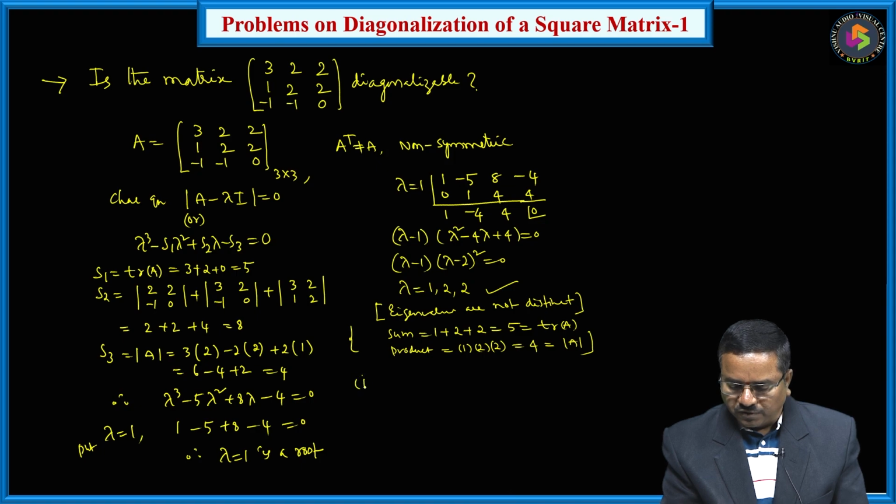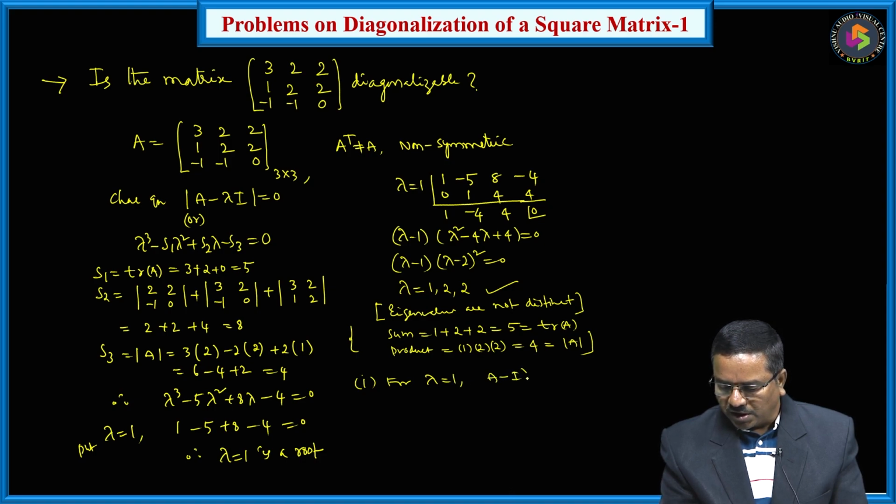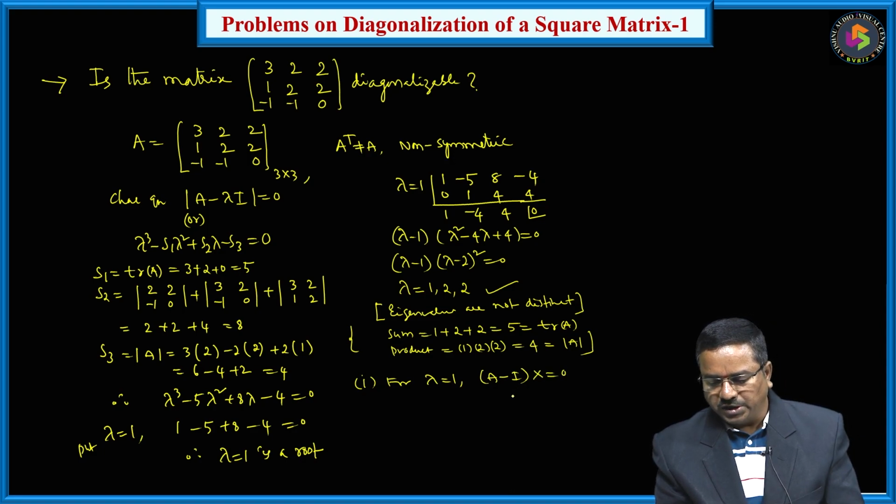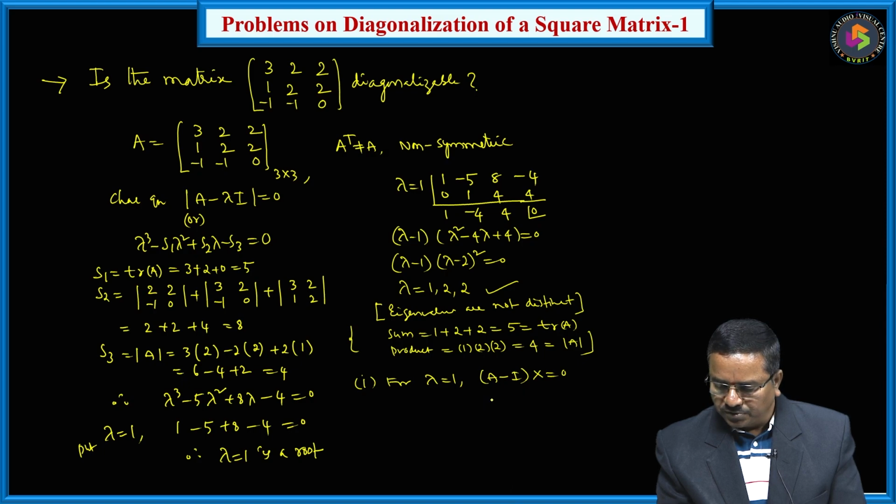The first, for lambda is equal to 1, we will do (A minus 1 I) x is equal to 0. What is the I? The corresponding identity matrix you have to take, the I3. The impact is only on the diagonal when we subtract the identity matrix. Just subtract 1 from diagonals. So, A minus I will become 2, 2, 2, 1, 2 minus 1 is the 1, minus 1, minus 1, 0 minus 1 is the minus 1.